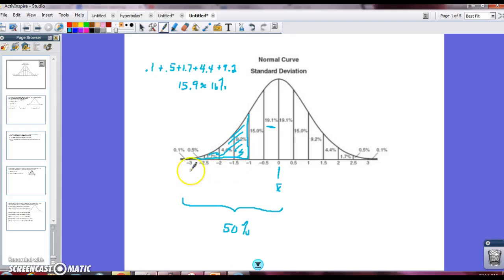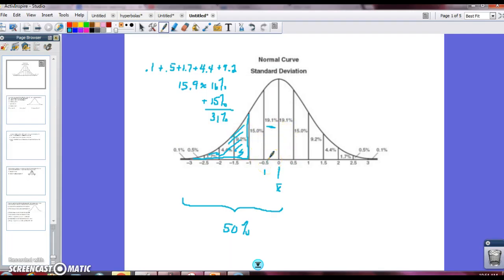When you're talking about percentiles, you're always starting from the left and adding to that. Okay, you're always adding to that. So if I added another 15% to that, that would give me 31%. So right here at half a standard deviation below my mean, I'm at the 31st percentile. When I'm at my mean, I'm at the 50th percentile.